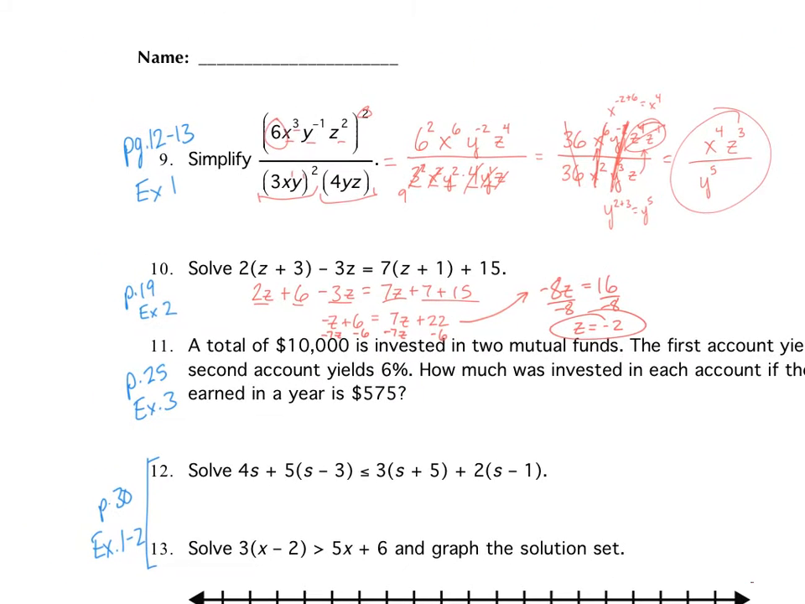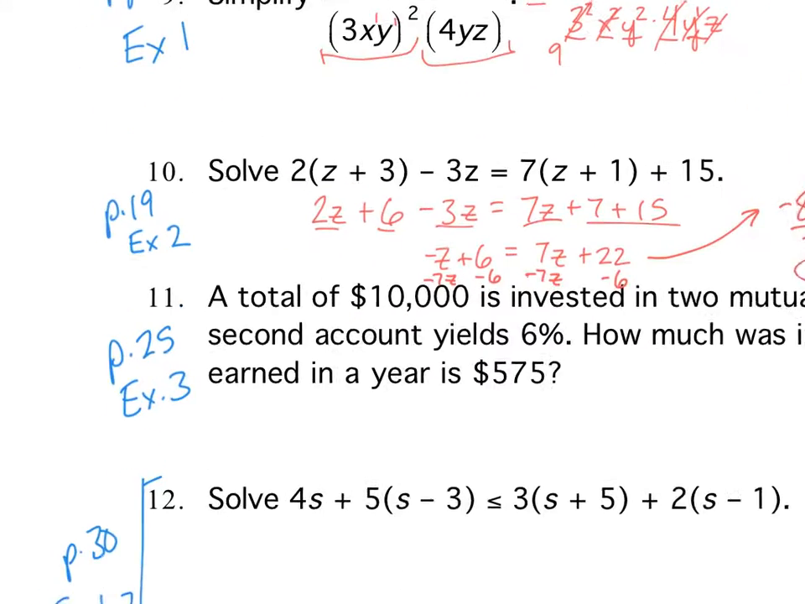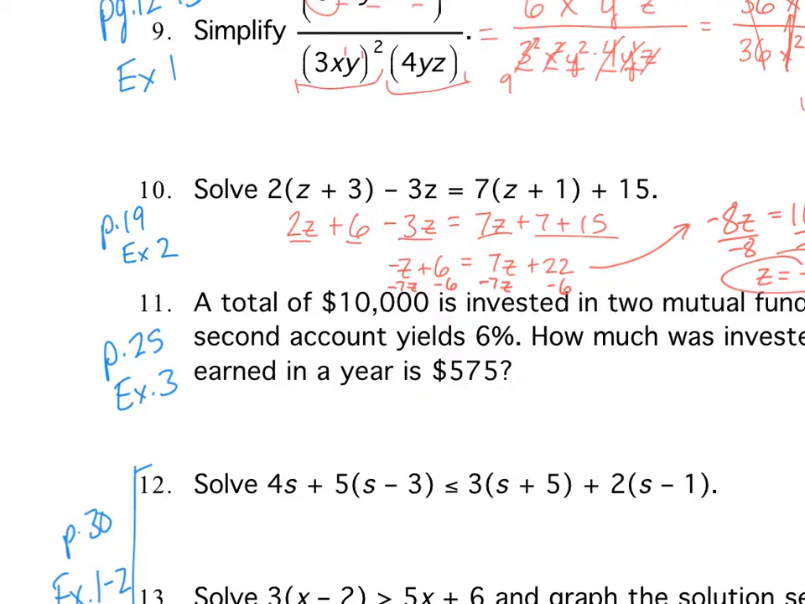All right, number 11 has one of our word problems. We actually had problems like this in 2 different chapters. It was first introduced in chapter 1 though, so that's why it's on this review sheet. There's an example very much like this practice problem on page 25. It's example number 3.